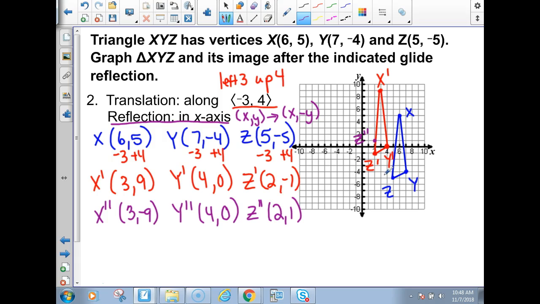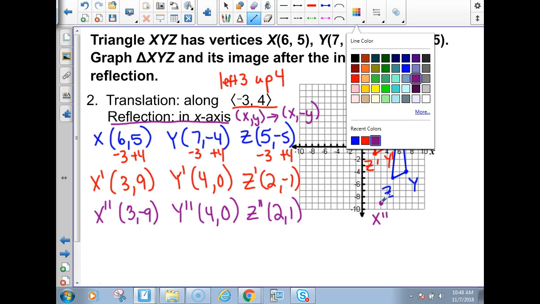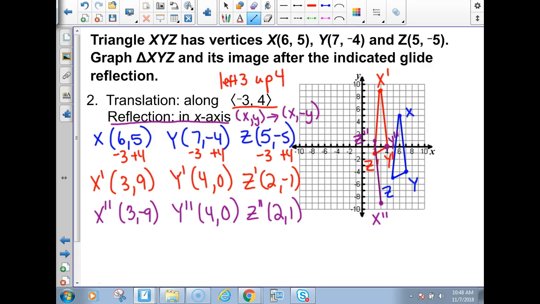Z double prime, it's going to land on top of each other. Y double prime is going to stay where it is because it's on the x-axis. And x double prime is going to come down from the x-axis 9 units. So it's going to be at 3, negative 9, which is what our point says. And then we have to draw that figure. And it's flipped over.